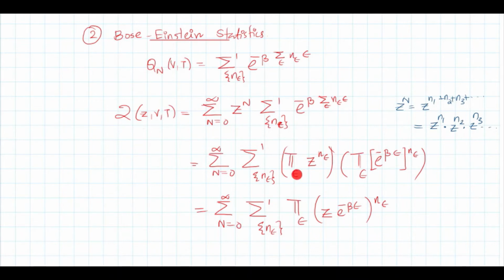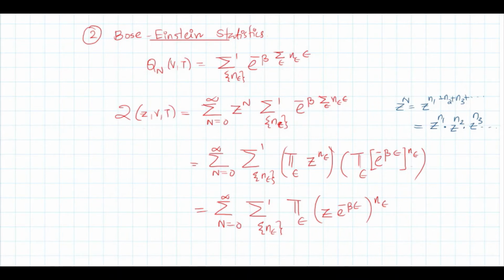Product over epsilon of z raised to n epsilon. So z raised to n, I can replace it with the product over epsilon of z raised to n epsilon. And this quantity, okay, we already mentioned that exponential of a sum is product of exponentials. So this quantity we will write it like this, product of exponentials. And there are two summations. So these two products combined together, I can write as product over epsilon of z e raised to minus beta epsilon whole raised to n epsilon.